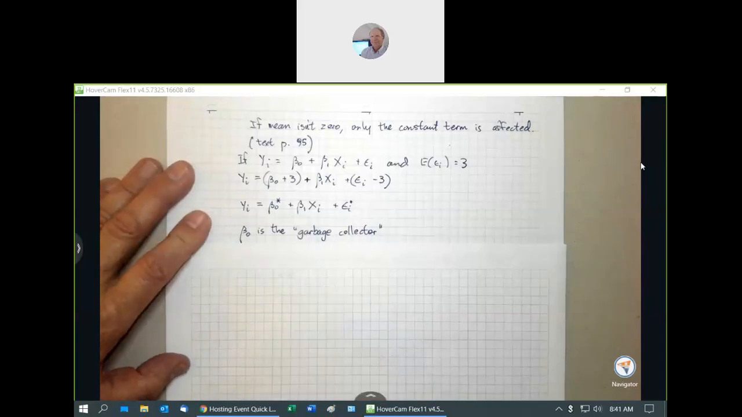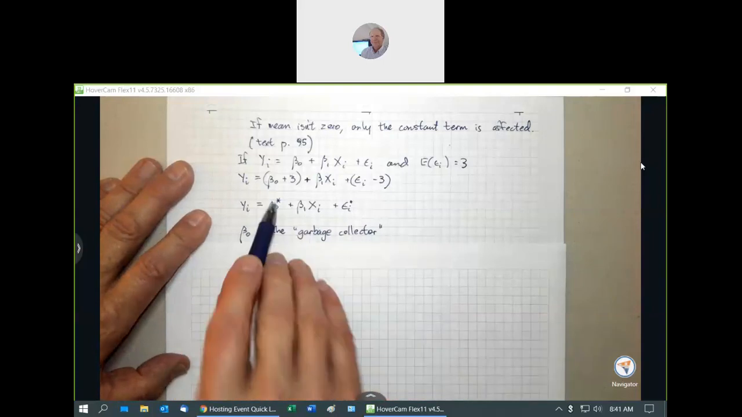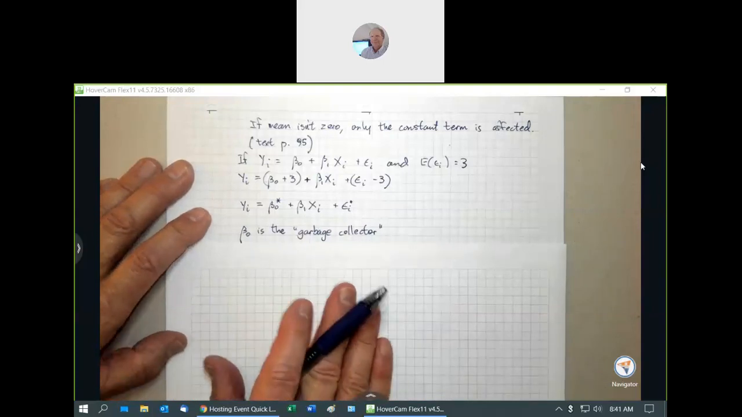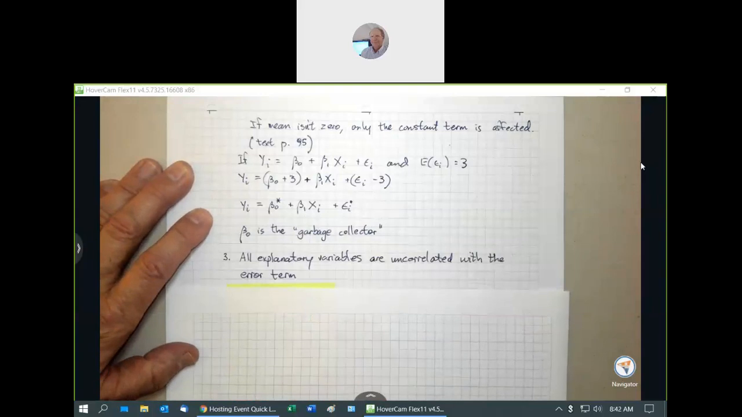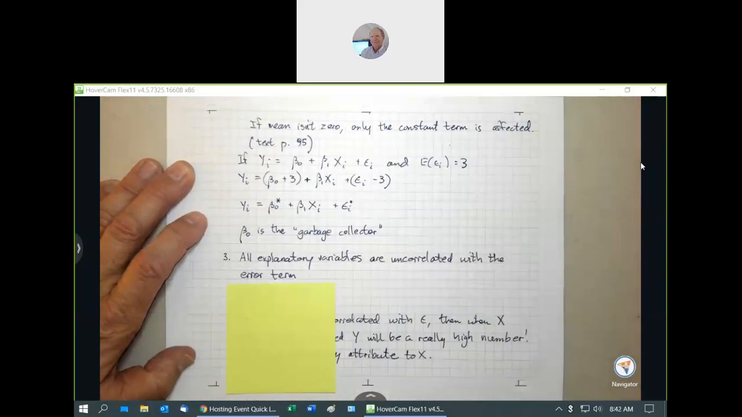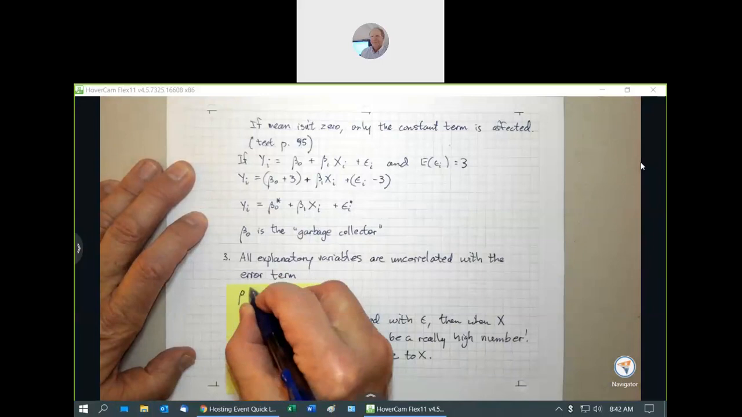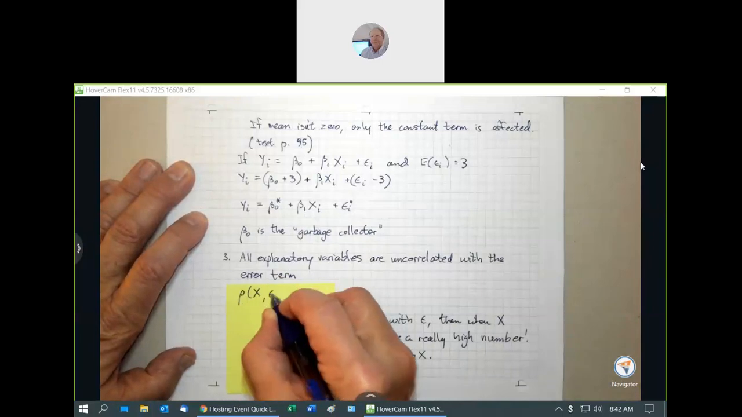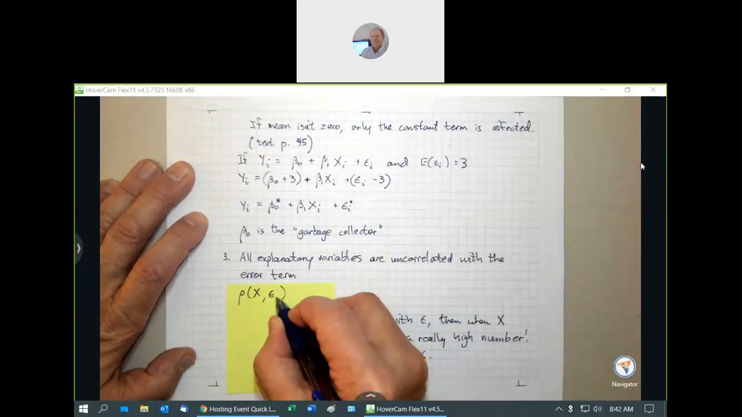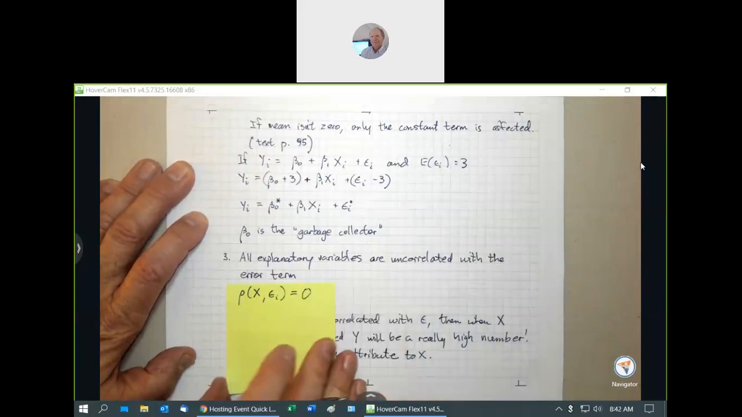In the course of this class, we'll see some more reasons why beta 0 is messed up and therefore called the garbage collector. Third, all explanatory variables are uncorrelated with the error term. That means this rho, the correlation coefficient between x and the epsilon i's, is equal to 0.